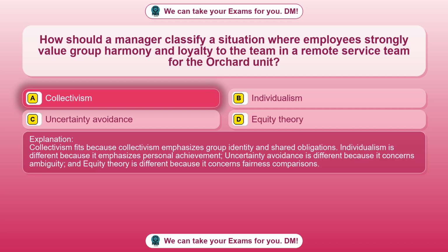Collectivism fits because collectivism emphasizes group identity and shared obligations. Individualism is different because it emphasizes personal achievement. Uncertainty avoidance is different because it concerns ambiguity, and equity theory is different because it concerns fairness comparisons.